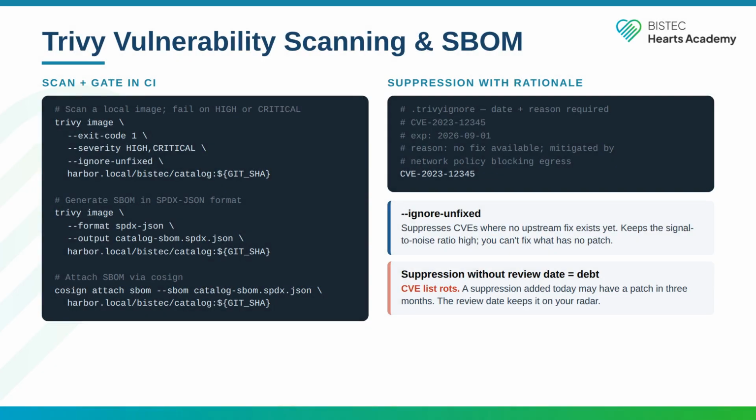Trivy is an open-source scanner from Aqua Security that scans container images for vulnerabilities. The key flag is exit code 1 with severity high, critical. This makes Trivy fail your build when it finds unfixed high or critical vulnerabilities. Add ignore unfixed to skip findings where there's no fix available yet. Those aren't actionable, and noisy reports get ignored.